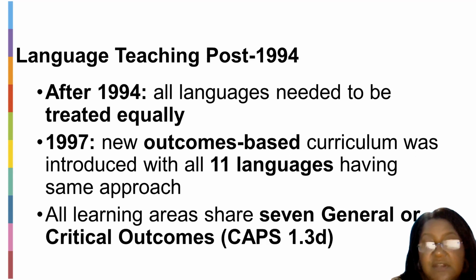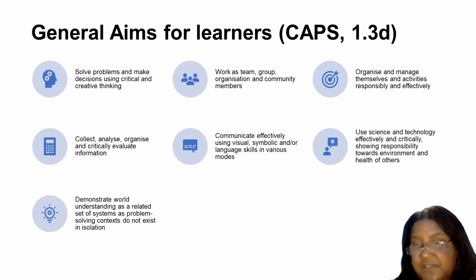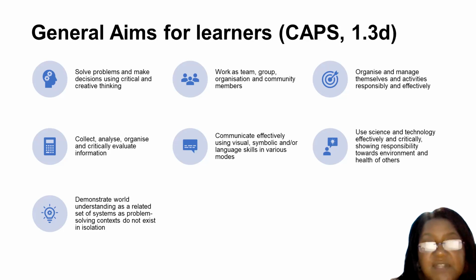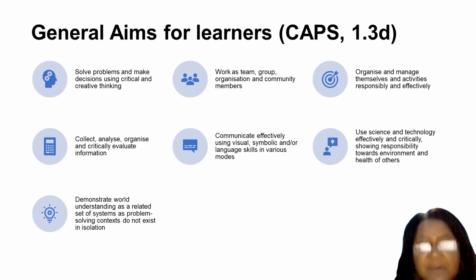So these are the general aims for learners. These are the critical outcomes that I've just mentioned from the previous slide. Number one, learners must be able to solve problems and make decisions using critical and creative thinking. Number two, they must be able to work as a team, group, organization, and community members. Another one would be they need to organize and manage themselves and activities responsibly and effectively. Then they must be able to collect information, analyze the information, organize the information, and critically evaluate information.